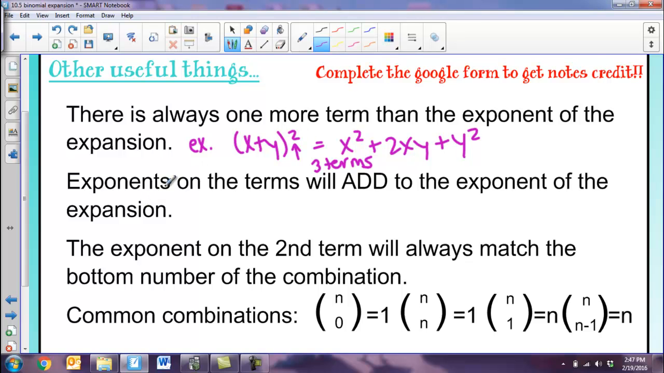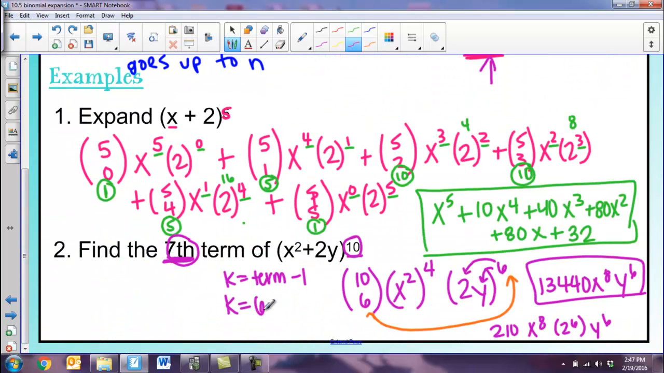The exponents on the terms are always going to add up to the exponent on the expansion. So if you look here, this exponent is a 2, there's a 2. This exponent would have been a 1 and a 1, they add up to 2. So all of your exponents on your term should add up to be that number in your exponent on the outside. Okay, the exponent on the second term will always match the bottom number of the combination, and that's what we talked about over on this guy. How if you were looking for the 6, this exponent is going to match that number there, always.